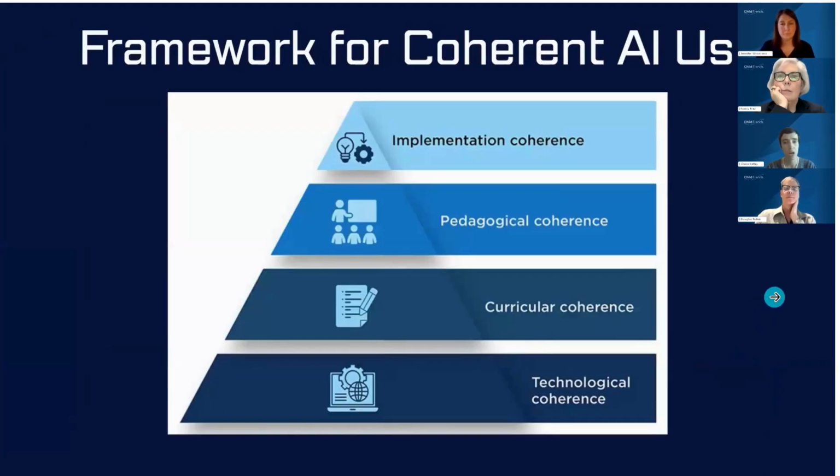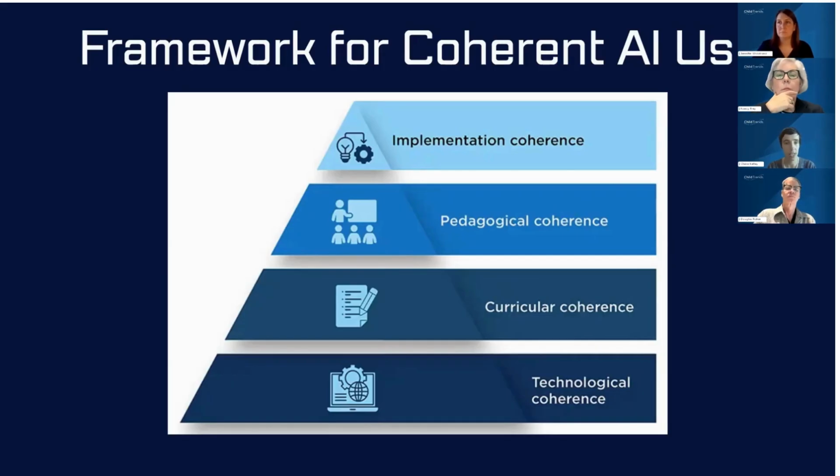So to start from the beginning, the framework for coherent AI use breaks AI coherency into 4 levels. After the discussion we've just had, I hope you're all convinced that coherent AI is important. This breaks it down into what that actually means. At the very base of the pyramid, any AI implementation needs to be technologically coherent. That is, it needs to integrate well in existing learning management systems. It needs to function correctly, and it needs to be controlled by the school or district that's implementing it. Technological coherence is not the sexy part of AI implementation, but it's the underpinning that allows everything else to work.